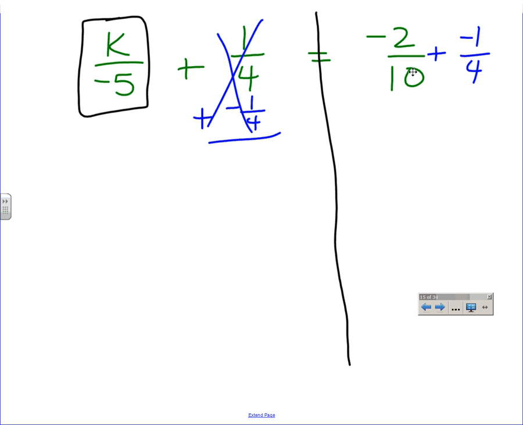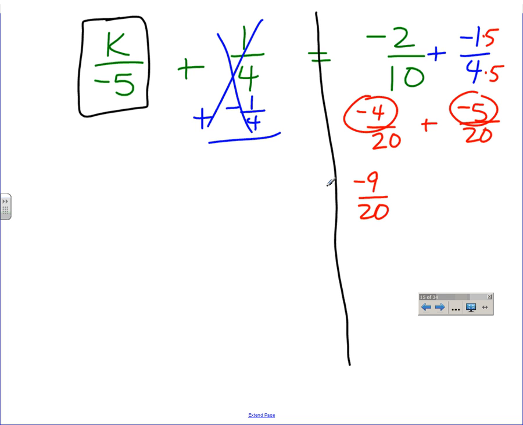Over here, I need a common denominator if I'm going to add these fractions. So 10 and 4, they both go into 20. So I'm going to change these to 20ths. To get from 10 to 20, it's times 2. So I'm going to do negative 2 times 2 and get negative 4. Plus here, 4 times 5 is 20, so times 5 is negative 5. Now I can add these together. So negative 4 plus negative 5 is negative 9/20 equals, on the other side, I have k divided by negative 5.